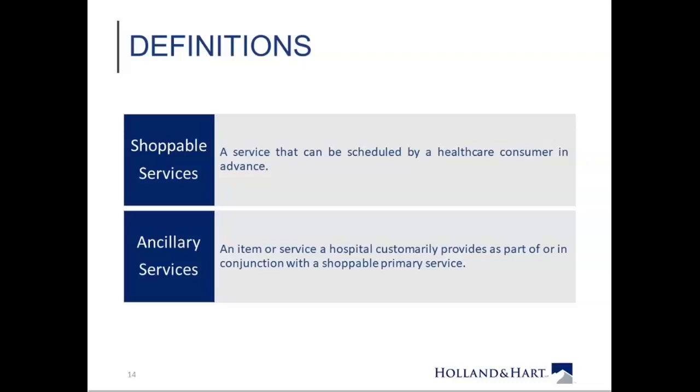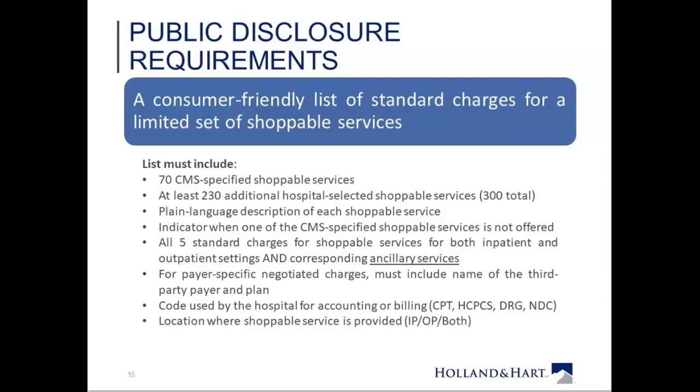And the expectation is that if there is an ancillary service that typically corresponds with the shoppable service, the hospitals will disclose the price of both. So if you can't get a shoppable service without an ancillary service, then you really need to be disclosing both of them to the patient for their transparency and healthcare decision-making needs. So the rule is that you must make public a consumer-friendly list of standard charges for shoppable services.